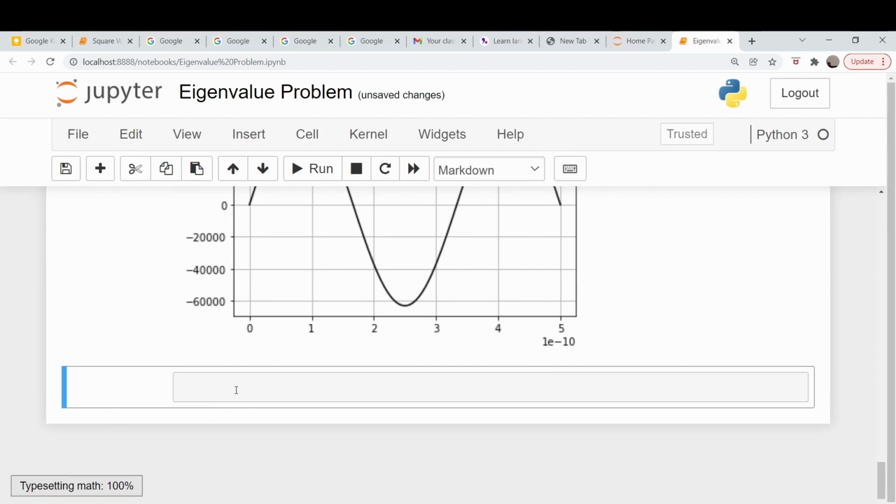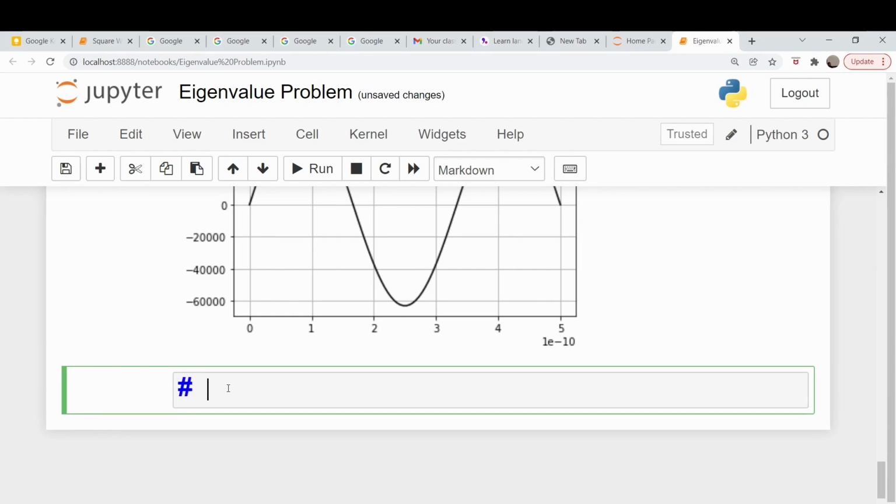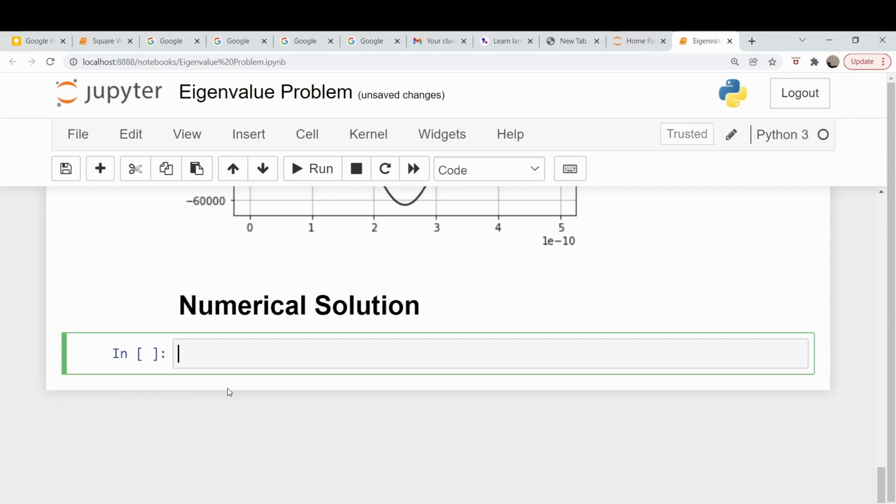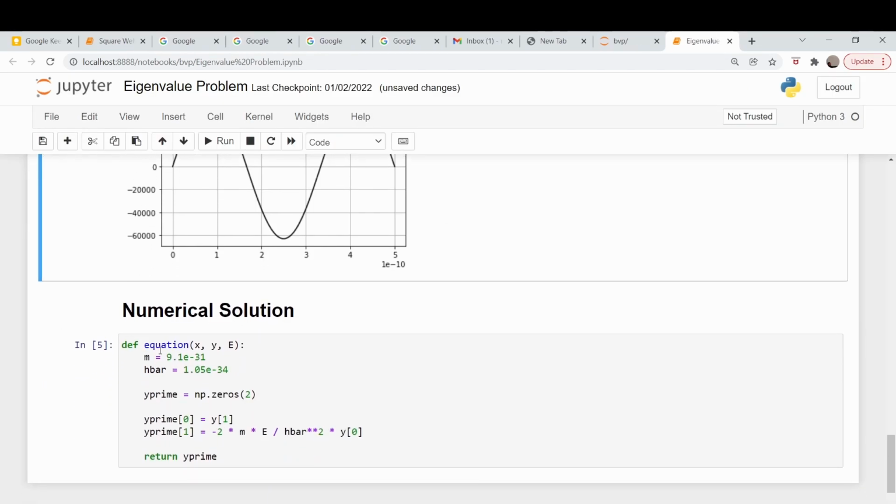So down here, let's make this a markdown cell and say numerical solution. Again, this is via the shooting method. For the shooting method, we need to use the initial value solver, which we pulled in with our imports. That's the solve IVP function, and it takes a function as one of its arguments. In this case, it's our differential equation, the Schrodinger equation, the spatial variable x, the wave function variables I called y here, and I'm going to pass in the energy as an additional parameter.